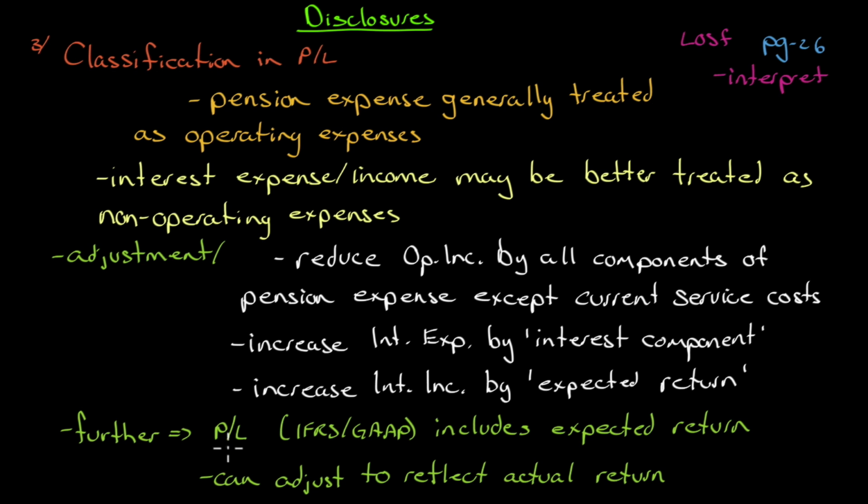Further, P&L, IFRS, and GAAP includes expected return, so we can adjust that to reflect actual return. So there's quite a few things that we can do. So we're going to look at an example where we actually do both of these things. We're going to move the interest component into interest expense, the expected return into the interest income, and then look at taking that expected return and seeing what happens when we say, well, let's look at it in terms of the actual return instead.